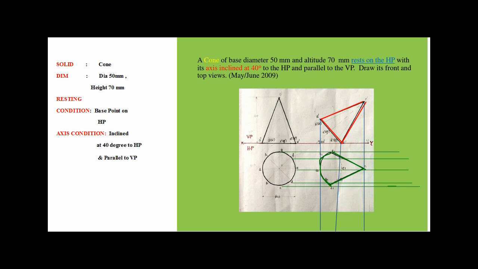So now part of the circle is invisible, so you have to connect it with the help of the invisible line. So this is the solution for the given question.